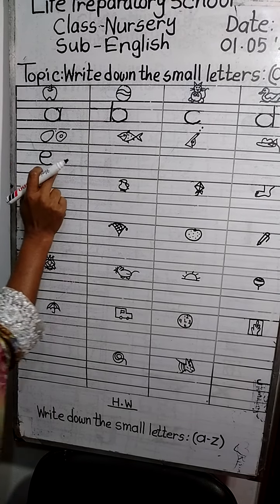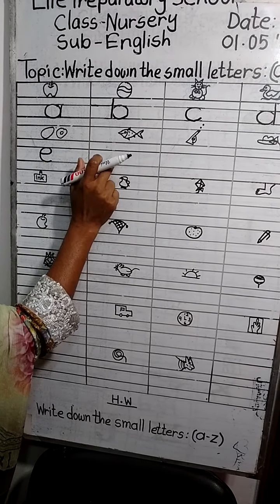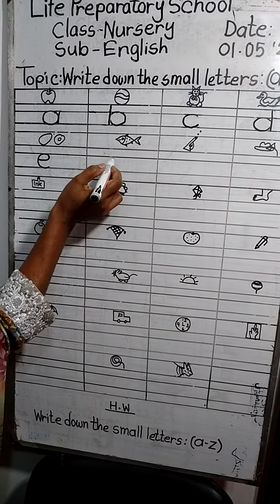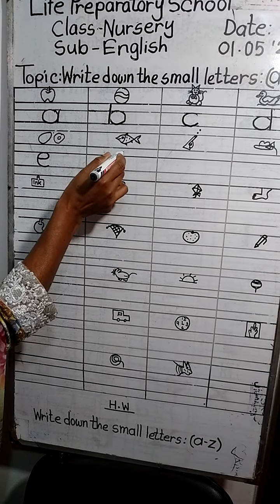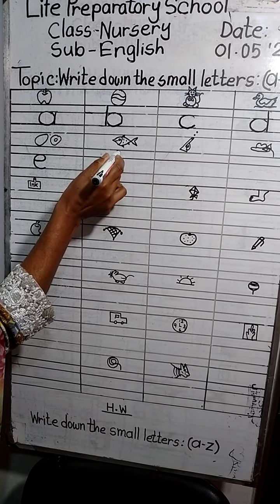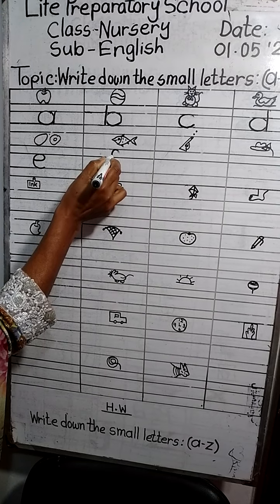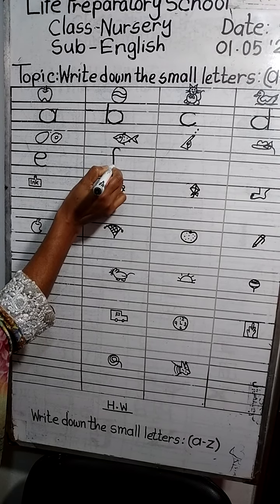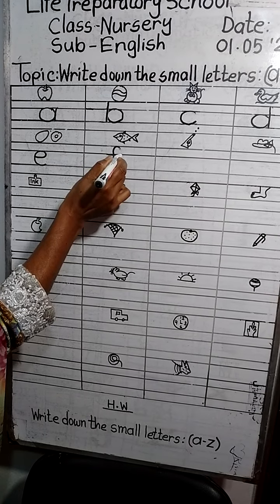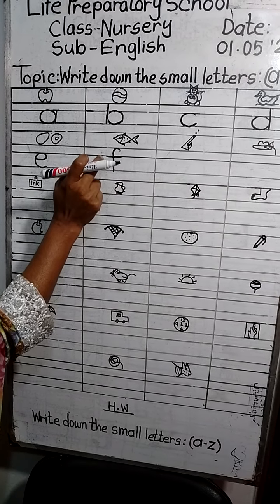E, after that small letter F. Small letter F, first row to second row. At first, I will put a marker here on the first line and go up till the first line, and go down till the third line. And I will give a small sleeping line here. This is small letter F.